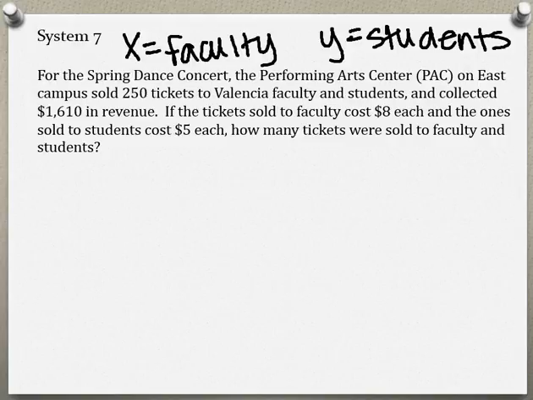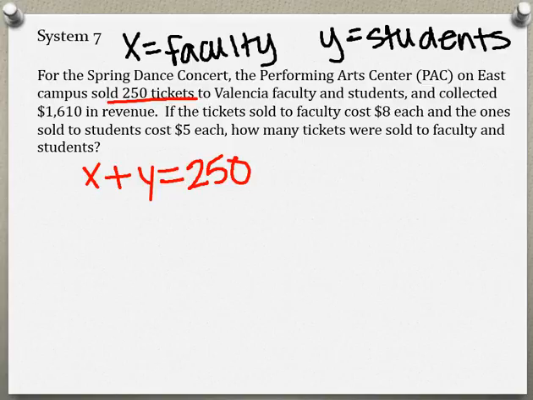Let's label our variables and let X represent the number of faculty tickets and Y represent the number of student tickets. So they tell us that we sold a total of 250 tickets. So the number of faculty tickets plus the number of student tickets equals 250. That's our first equation that we're going to use for our system.